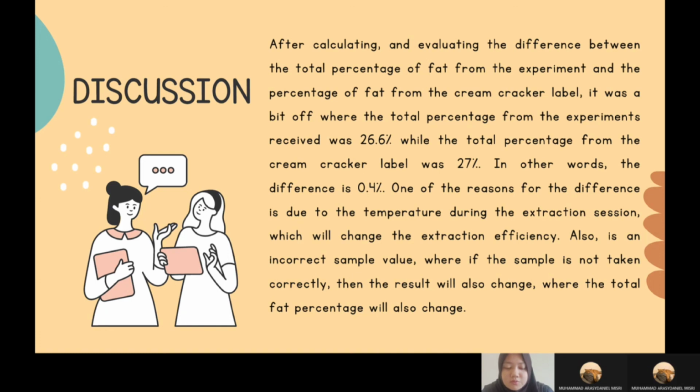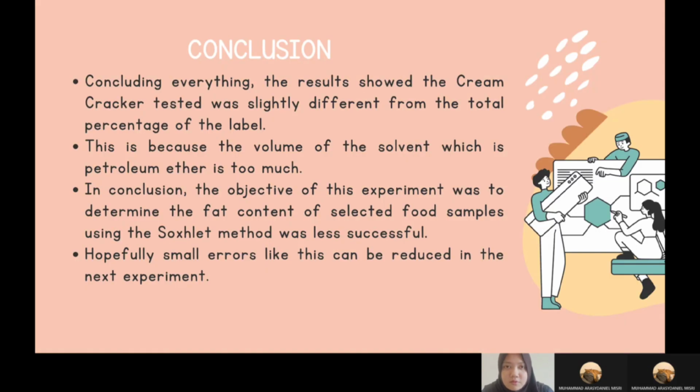Okay, for the conclusion. The results show the cream cracker test was slightly different from the total percentage of the label. This is because the volume of the solvent, which is petroleum, is too much. In conclusion, the objective of this experiment was to determine the fat content of selected foods. Only small errors like this can be reduced in the next experiment.